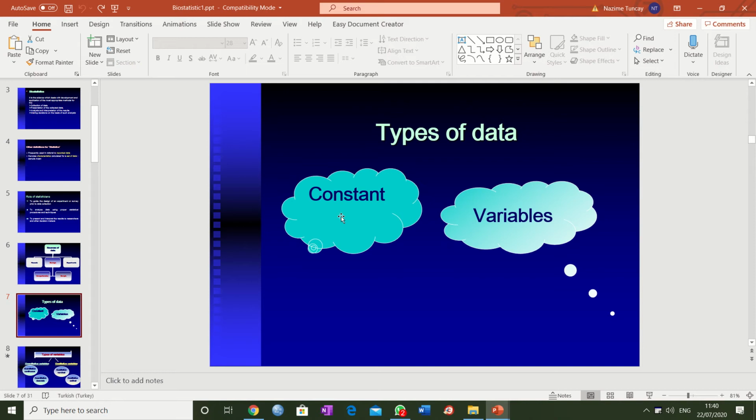Native language. And variables, maybe blood pressure is a variable, it changes. The number of problematic teeth changes in time. In 2015, the person may have no problems with teeth, and 4 years later may have lots of problems. So it changes, it's a variable.